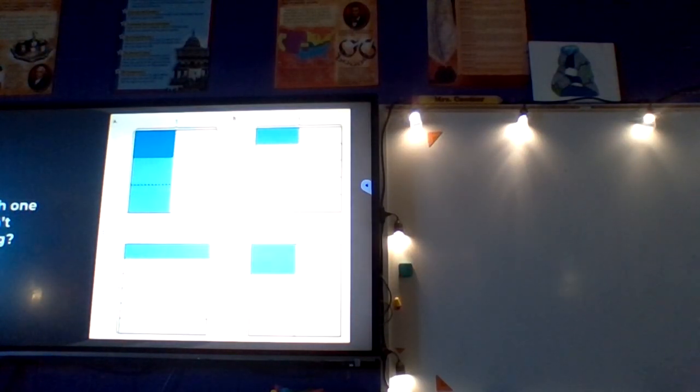B. Why? Because it's less than all the other ones. Because normally you can just cut it in the middle and then take the blue piece and put it under it. So it would be different.